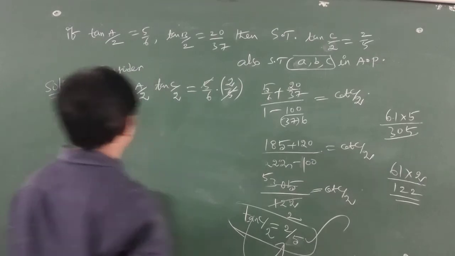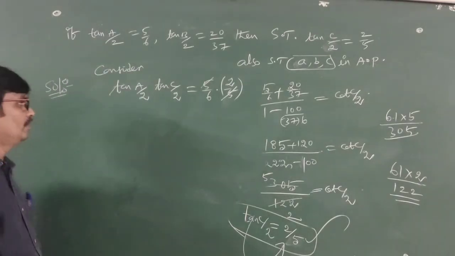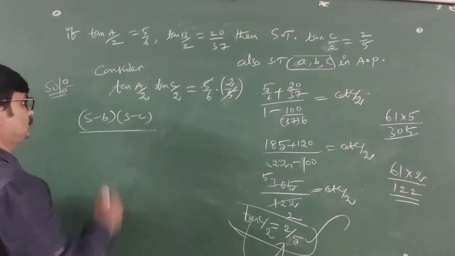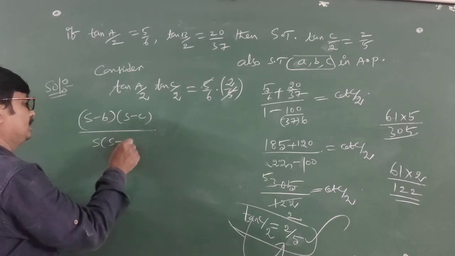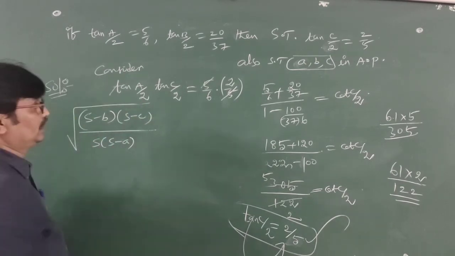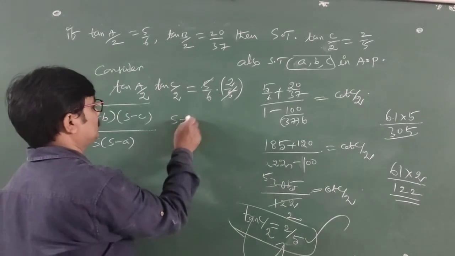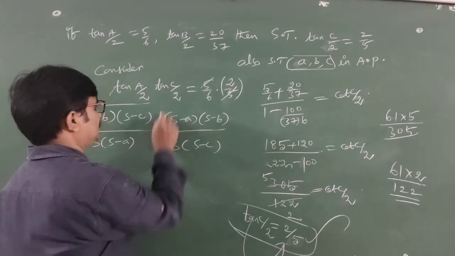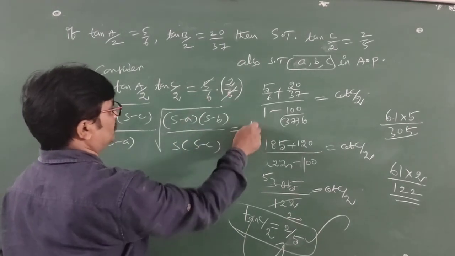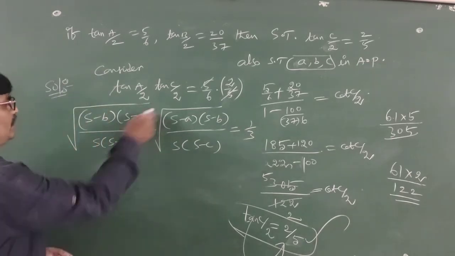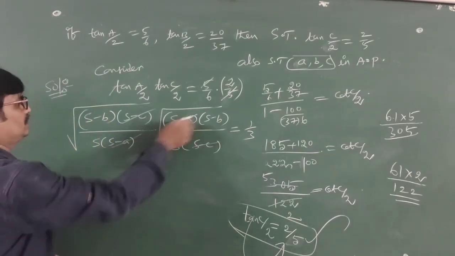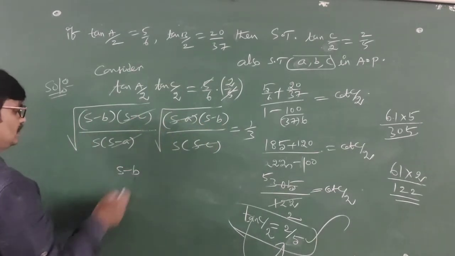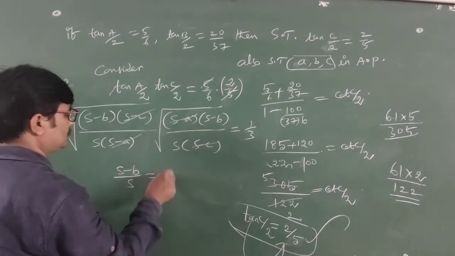5 cancels. What is the formula for tan A by 2? We know that tan A by 2 is the square root of (S minus B)(S minus C) upon S(S minus A). Tan C by 2 is the square root of (S minus A)(S minus B) upon S(S minus C). 2 1s are 2, 3 is 1 by 3. S minus C cancels, S minus A also cancels. So students, S minus B into S minus B is S minus B whole square, and square and under root cancel. That is 1 by 3.